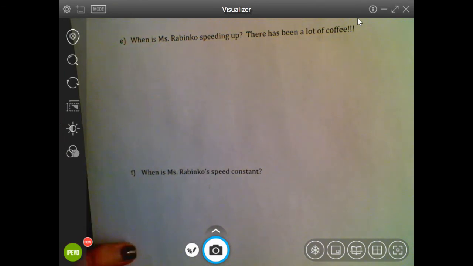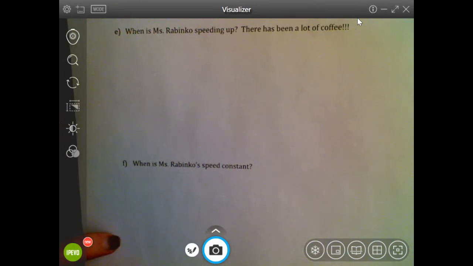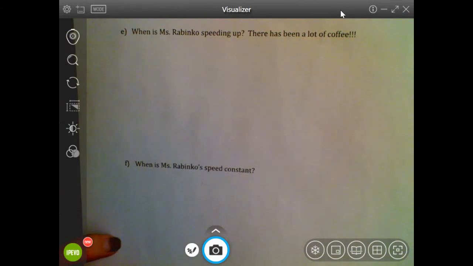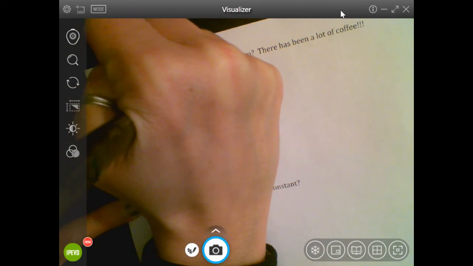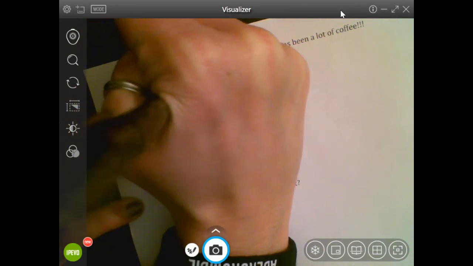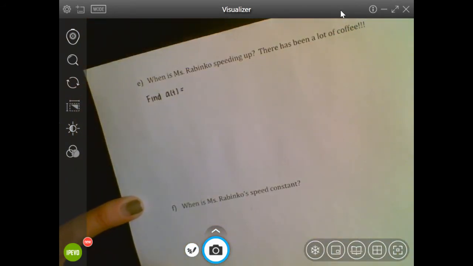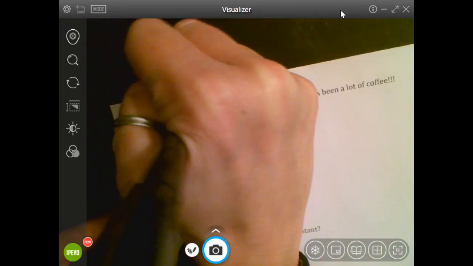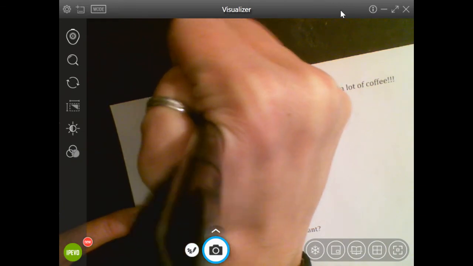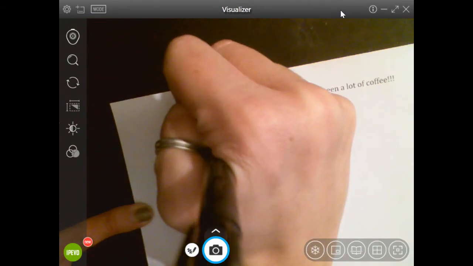Okay, and then we have a couple more questions to answer. Now we want to know about speeding up. So now we have to compare the signs of our velocity and our acceleration. So now we need to know something about acceleration. The first thing I need to do here is find what A of t is. We know that the acceleration, again, is the derivative of the velocity function. We said that the velocity function, v of t, was 3t squared minus 12t plus 9. So the derivative of that would be 6t minus 12.